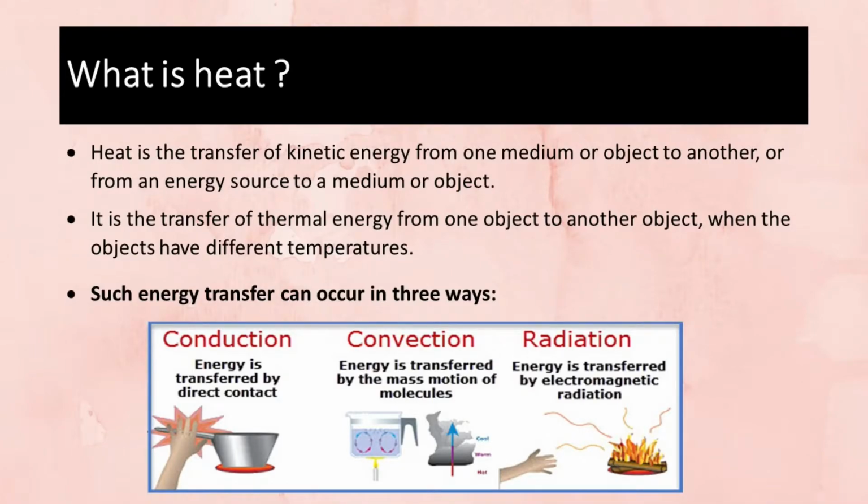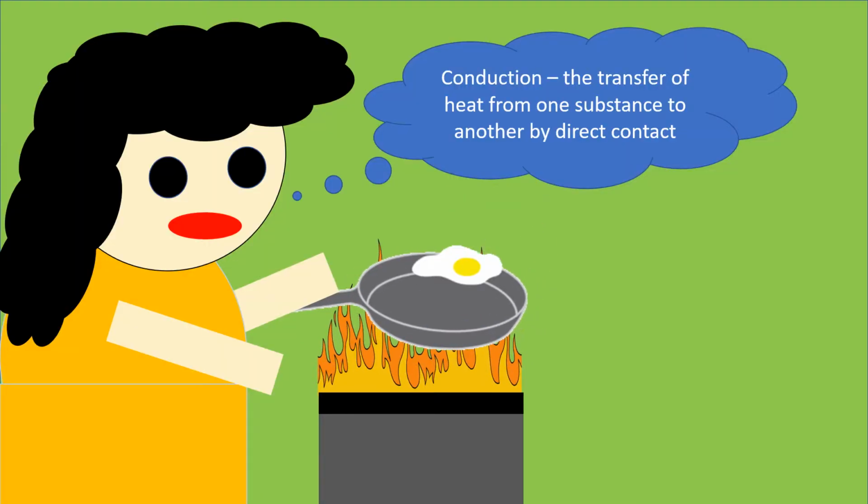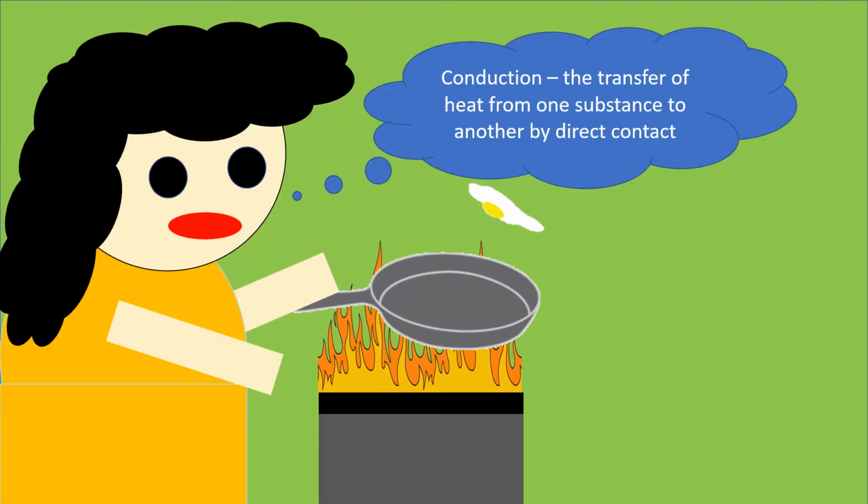What is heat? Heat is the transfer of kinetic energy from one medium to another. There are three ways to transfer energy or heat, which are conduction, convection, and radiation. Conduction is the transfer of heat from one substance to another by direct contact. One such example is heating a metal pan over the fire.